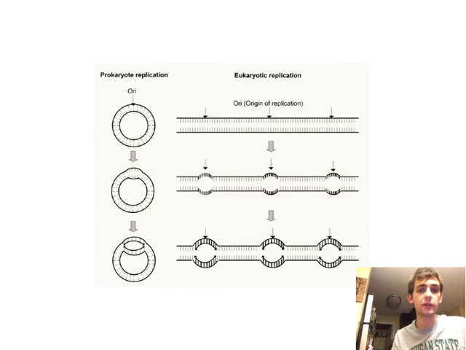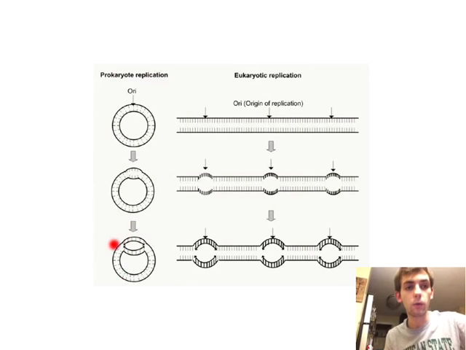Lastly, I want to talk about the difference between prokaryotes and eukaryotes, especially when it comes to DNA replication. So remember that prokaryotes have circular DNA, while eukaryotes have linear DNA. Because of their circular DNA, prokaryotes can actually replicate their entire genome at the same time in both directions, until they meet in the middle. It's also pretty cool in that they can make proteins at the same time, which eukaryotes don't do. We'll talk about that in the next video.